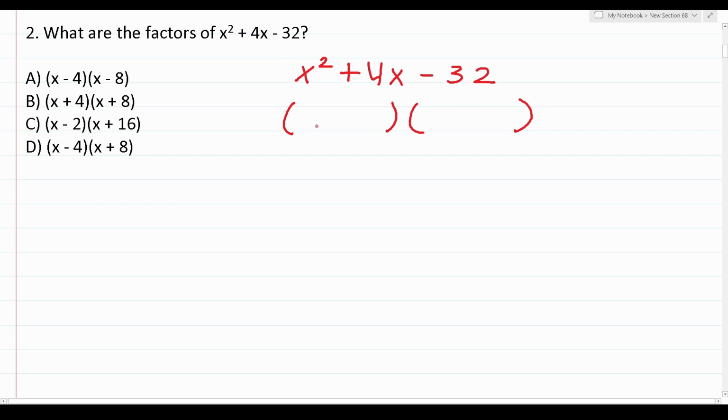So we know when we factor it, it's going to look like this, x, x, and then we have to decide what comes here and here. Well, we're looking for two factors that multiply to negative 32 and add to positive 4. Well, I know that's going to be negative 4 and positive 8. Again, negative 4 times positive 8 is negative 32. Negative 4 plus positive 8 is positive 4. So these are our two factors, and we can see that those are answer choice D in this case.